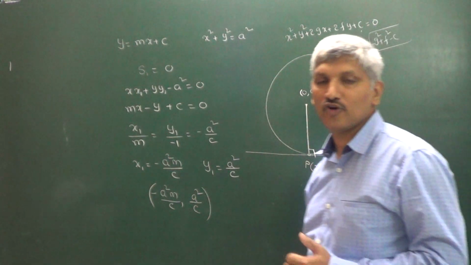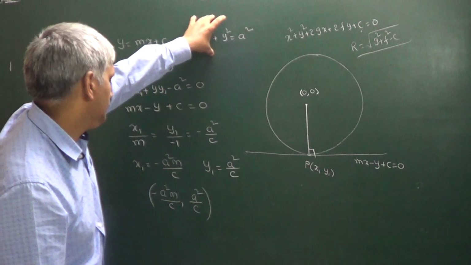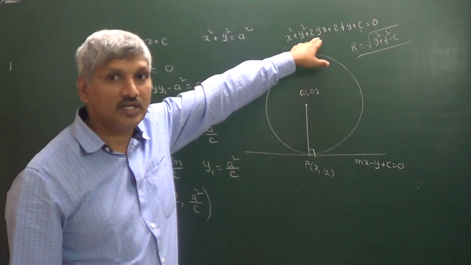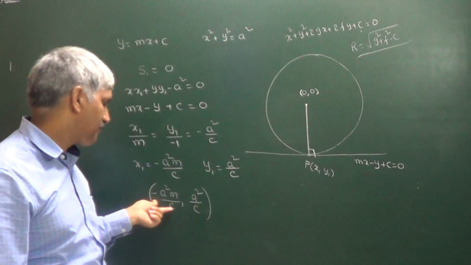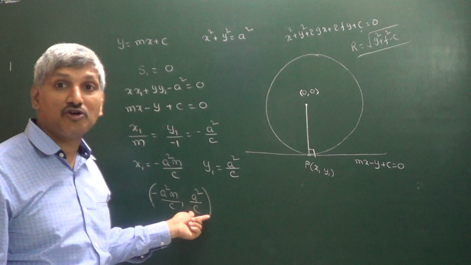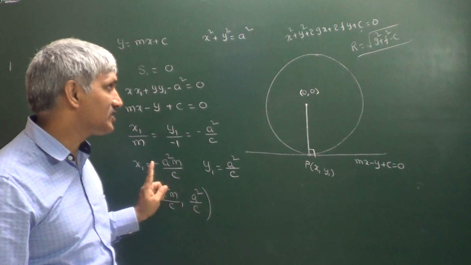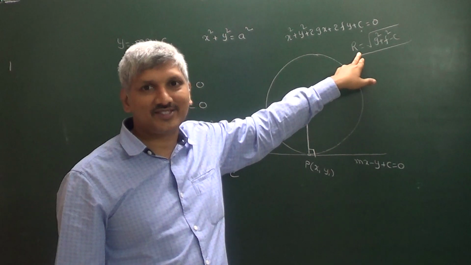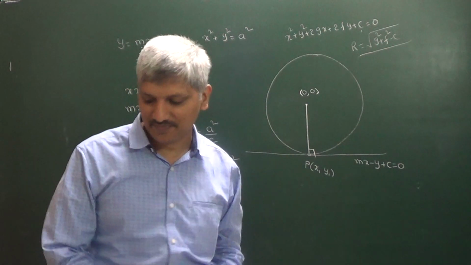So if you are taking this circle, this is the point of contact. If the circle equation is this one, nothing will happen. For x coordinate we have to add minus g, for y coordinate we have to add minus f. In place of a we have to write r, radius of the circle. Okay.